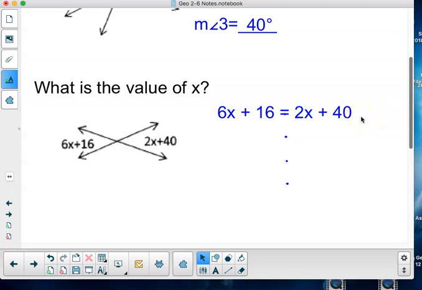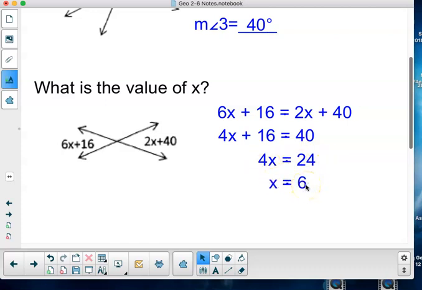By the way, turn me off. All right, so welcome back. You've got the solve going on. I looked at this and I subtracted 2x from both sides, so I got 4x plus 16 equals 40. I am now going to subtract 16 and get 4x equals 24. Dividing by 4, I get x equals 6.